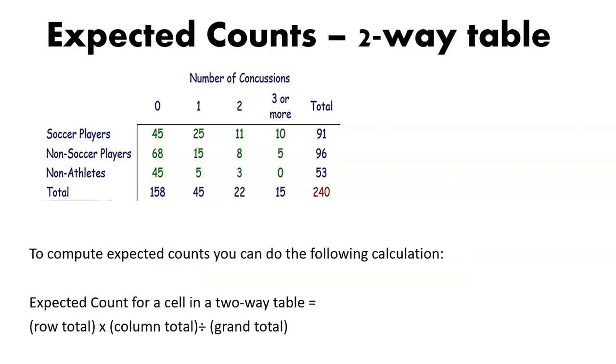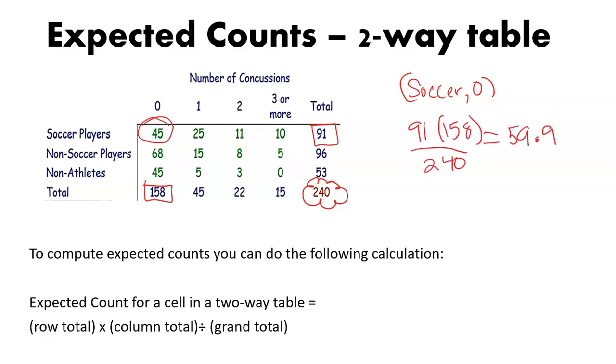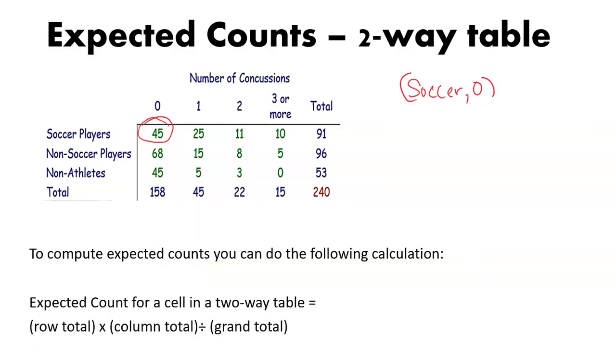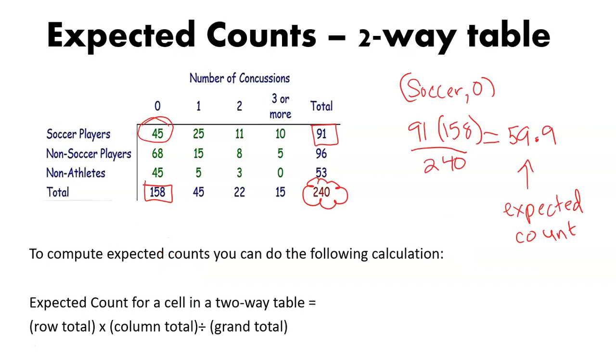So to compute the expected counts, if you want to do this for the whole table, what you're going to do is take the expected count for any cell in the two-way table, and you're going to take the row total times the column total divided by the grand total. So for example, for soccer players, the row total is 91, the column total is 158, and the grand total is 240. That gives me the expected value of 59.9, and if you check, that's what we got when we did this using logic. So that's my expected count.